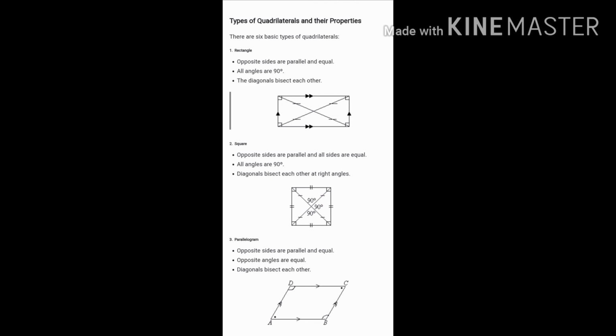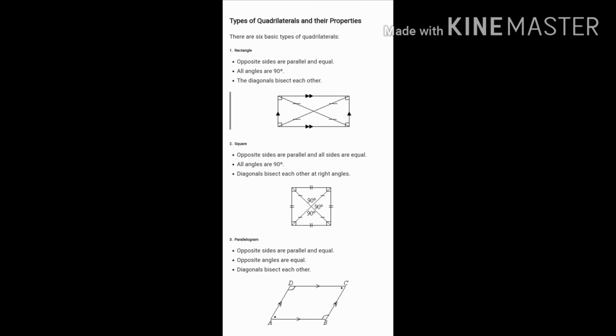First one is rectangle. All of you know very well. In rectangle, opposite sides are parallel and equal. All angles are 90 degrees. The diagonals bisect each other. Second one, square. In square, opposite sides are parallel and all sides are equal. All angles are 90 degrees. Diagonals bisect each other at right angles.